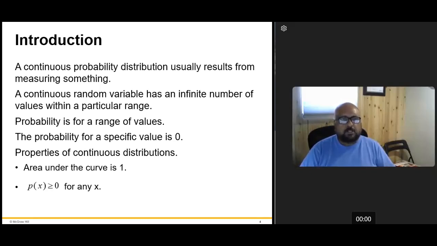There are some properties related to that. The area under the curve is always one. That means the area under the curve represents the total probability. And what is the maximum probability that we can have? That's 100%. So 100 divided by 100 is 1. That's why the area under the probability curve is always 1.